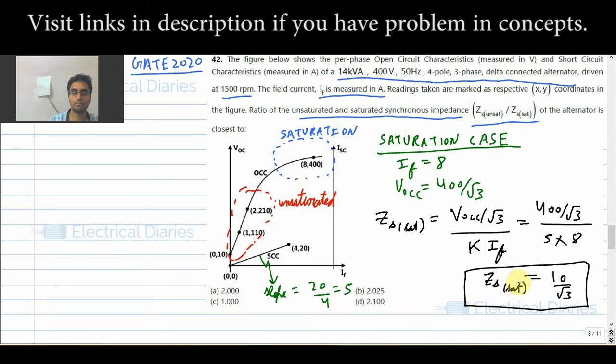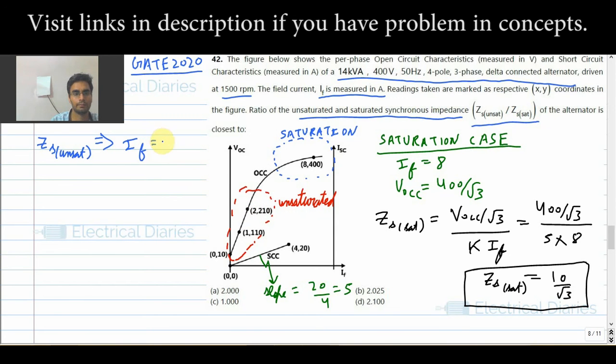Next thing is ZS unsaturated. See, for ZS unsaturated, first you have to see what you will take as your IF. So let us say we are taking this point only. Generally we operate the alternator just before the saturation. So this is the most feasible point according to the question and the data given to me. So your IF is equal to 2.